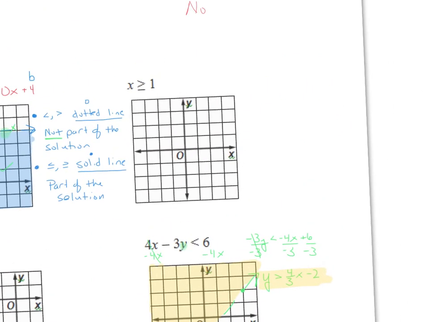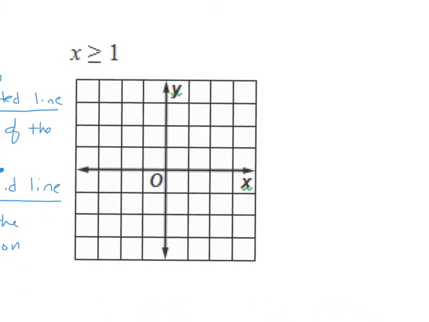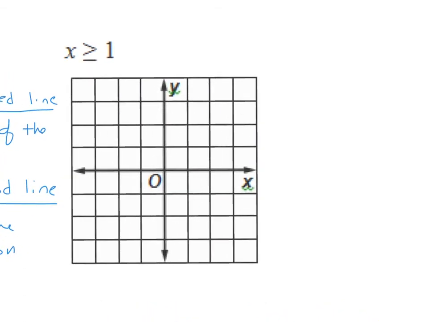All right, so now let's go up real quick because this is our special guy, right? X is greater than or equal to 1. He's always our special guy. So we're going to look at, right, he's starting on the x-axis at 1. He's got an undefined slope, which means it's going to be a vertical line up and down. And because I have an equal sign here, I'm going to make this line solid.